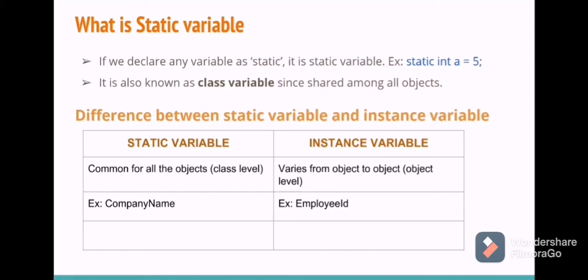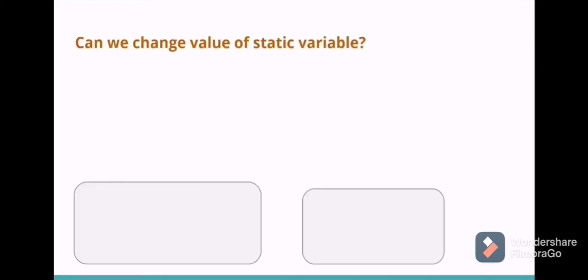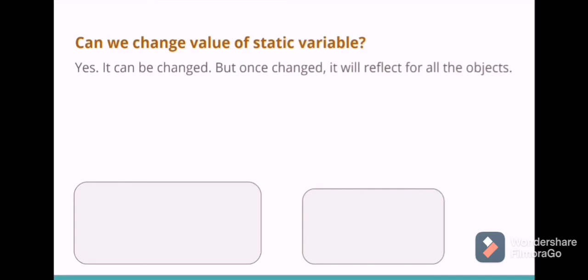Example for static variable is company name since it is common for all the employees, whereas instance variable example is employee ID. This employee ID will be different for each employee. Can we change value of static variable? Yes, it can be changed, but since static variable is common for all the objects, once it is changed, it will be reflecting for all the objects.